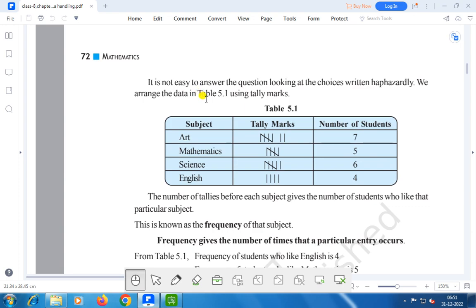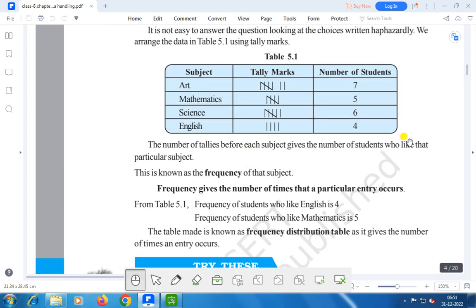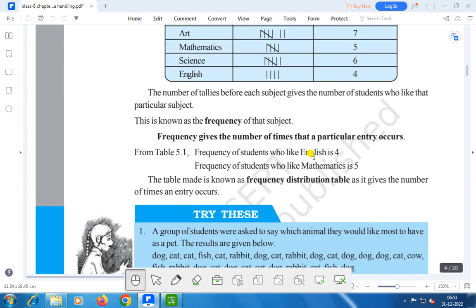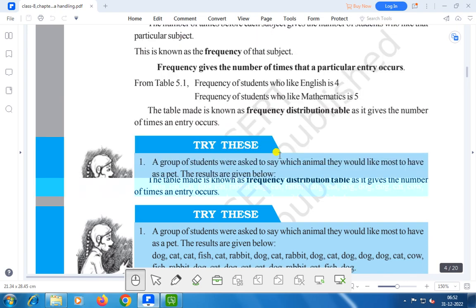We arrange the data in table 5.1 using tally marks. Here see, art number of students 7, mathematics 5, science 6, and English 4. The number of tallies before each subject gives the number of students who like that particular subject. This is known as the frequency of that subject. Frequency gives the number of times that a particular entry occurs. The frequency of students who like English is 4. Frequency of students who like mathematics is 5. This table is known as a frequency distribution table, as it gives the number of times an entry occurs.